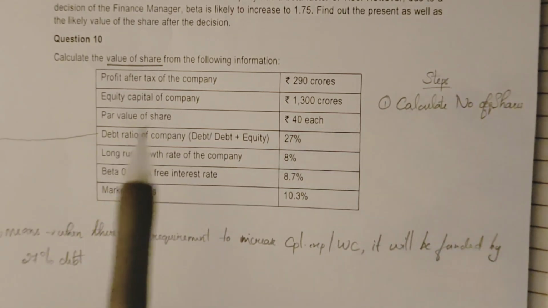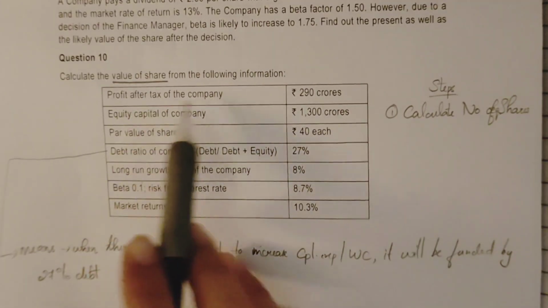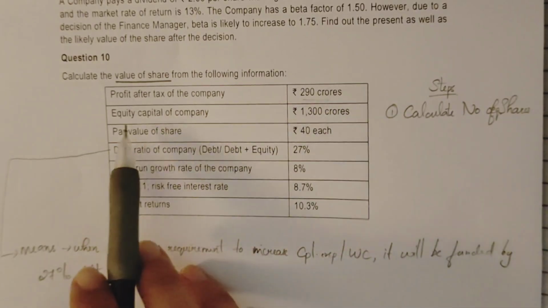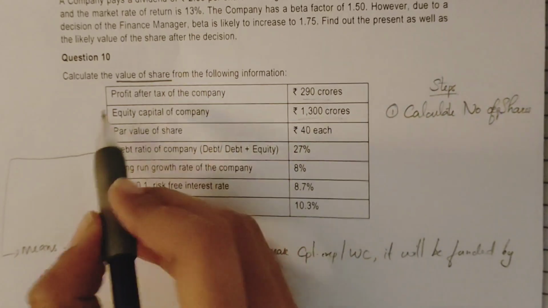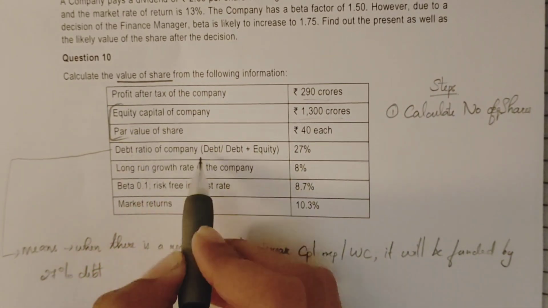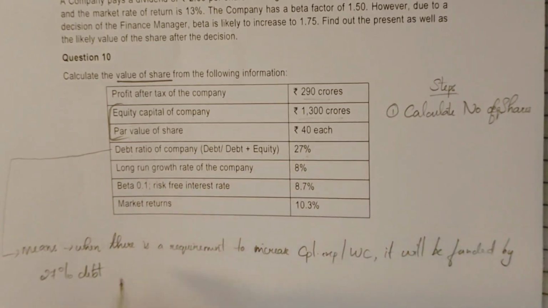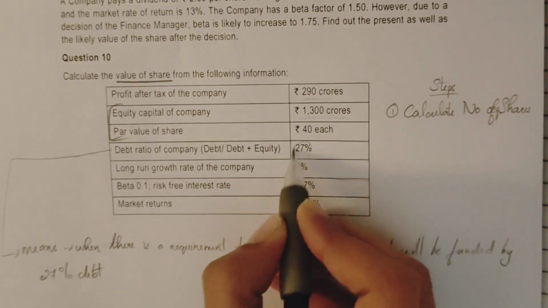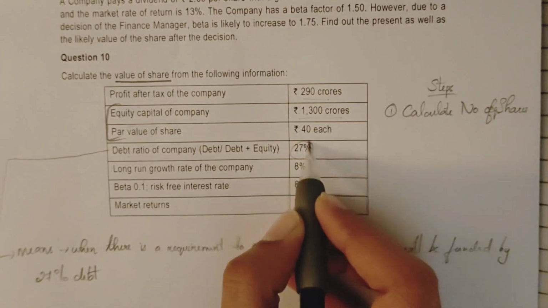So we can compute the value of share using free cash flow to equity method. So what all data is given? Profit after tax of the company 290 crore, equity capital is 1300 crore and par value of share is 40 each. So with this data we can find the number of shares. Then debt ratio of the company is 27%. So this means that when there is a requirement to increase the capital or working capital, it will be funded 27% using debt. So new debt will be raised.